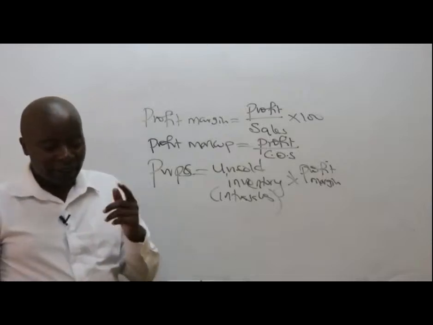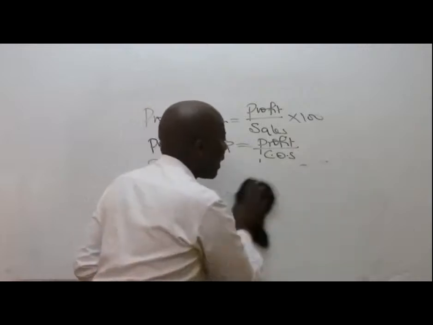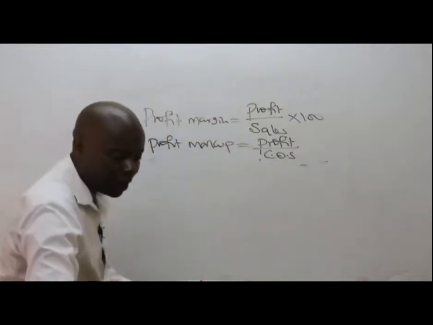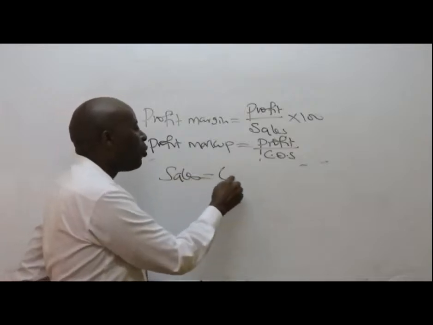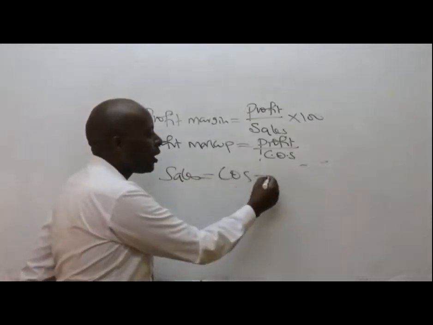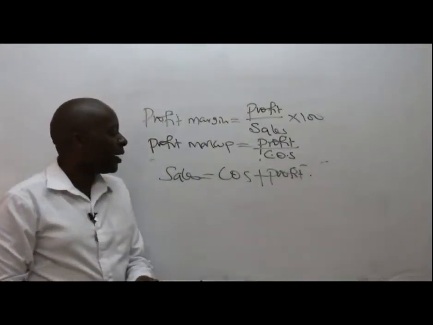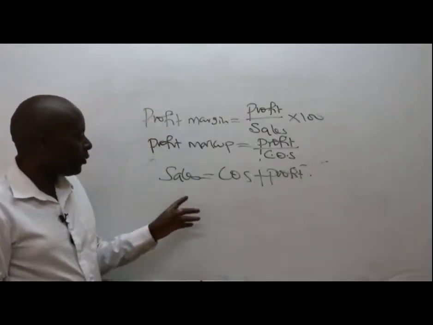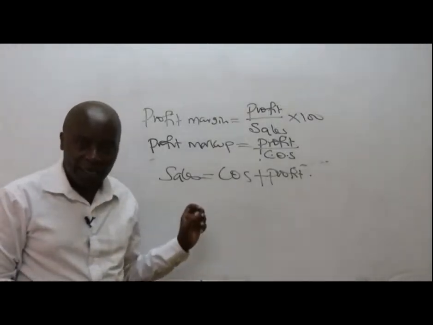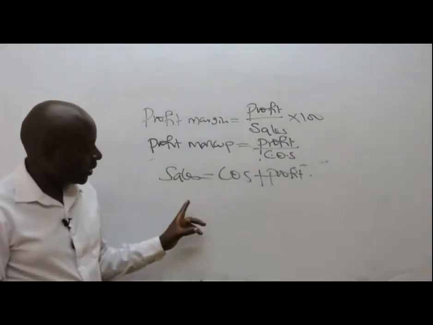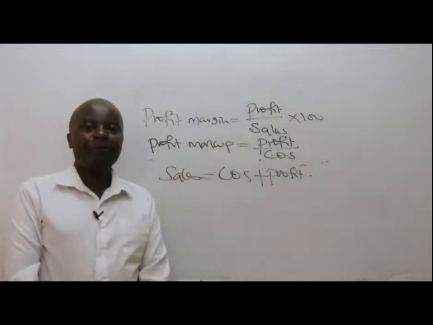But now, ladies and gentlemen, there is something that I would want you to understand. How do we get our sales figure? To get our sales figure, we normally take cost of sales plus profit. This is important. If I were you, I would have written this and highlighted it. Sales equals cost of sales plus profit.